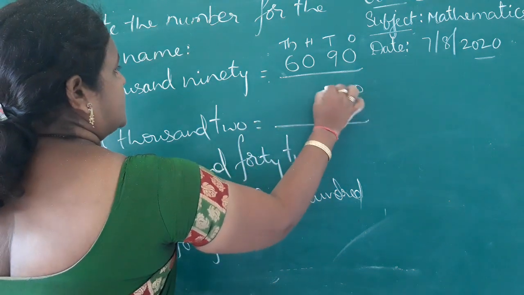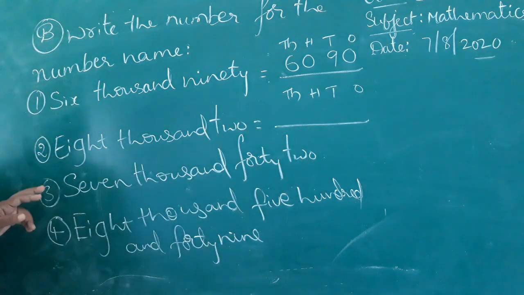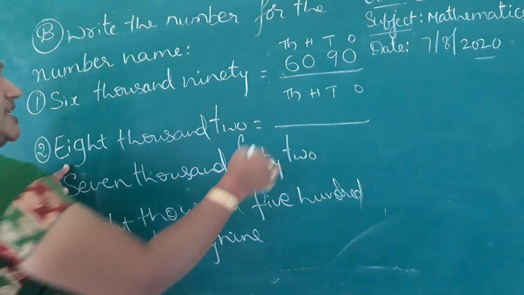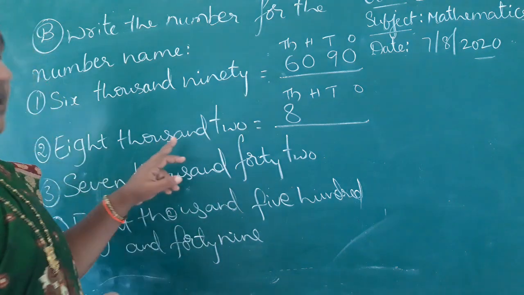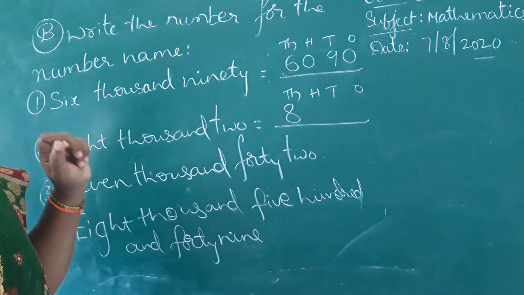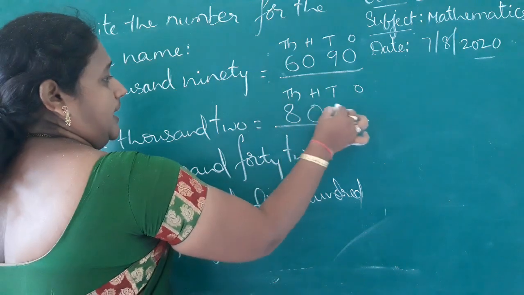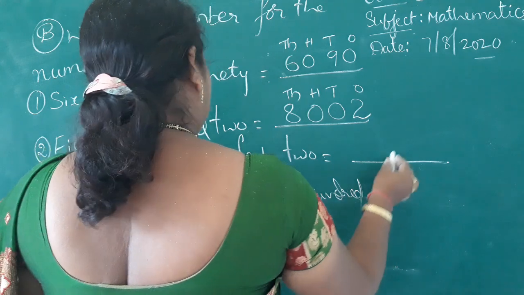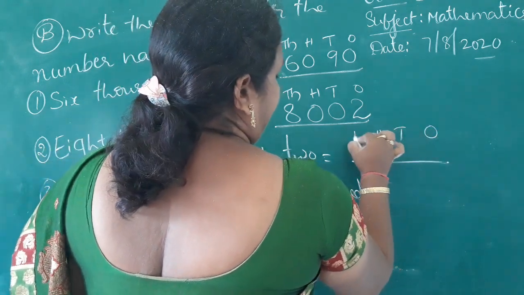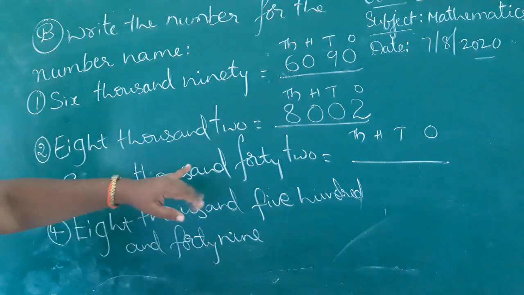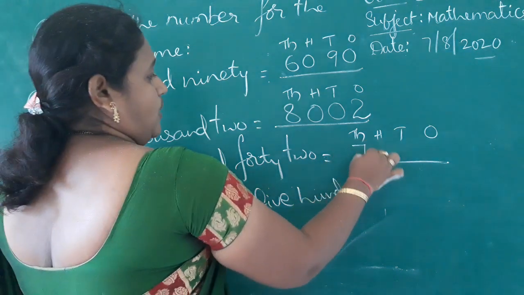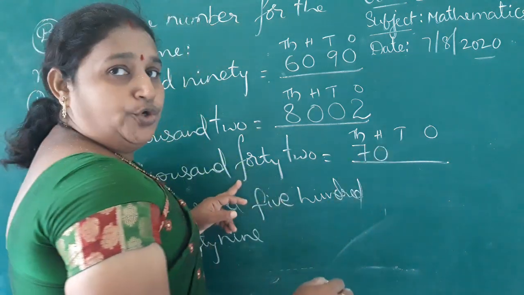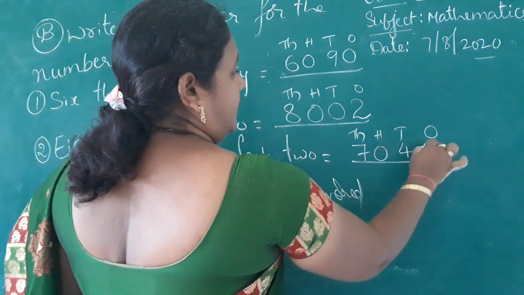Next one. Here is also up to 1000 only. What is the question given? 8,000 to how many thousands? 8. Not yet given hundred place and not yet given tens place. So 0 and tens place also 0 and ones place 2. Next one. 7,042. 7,000s. Hundreds place was not given and keep 0. 42. 4 tens, 40. 42.